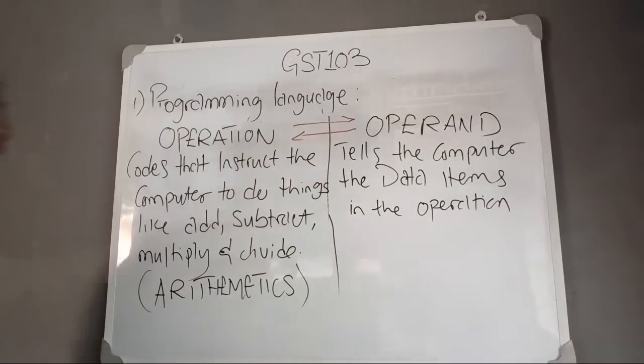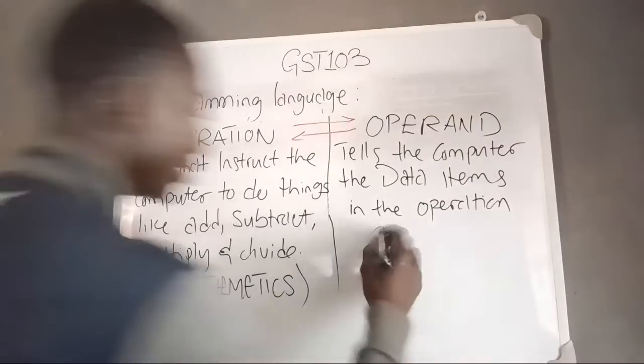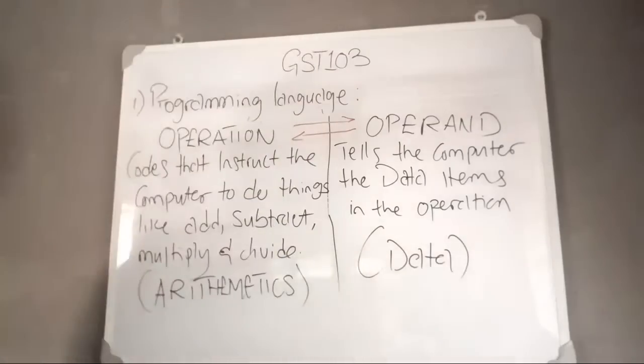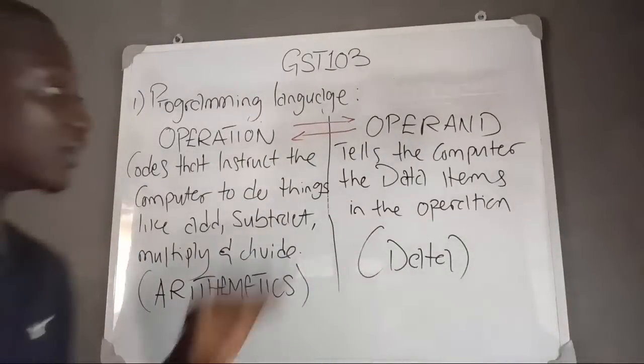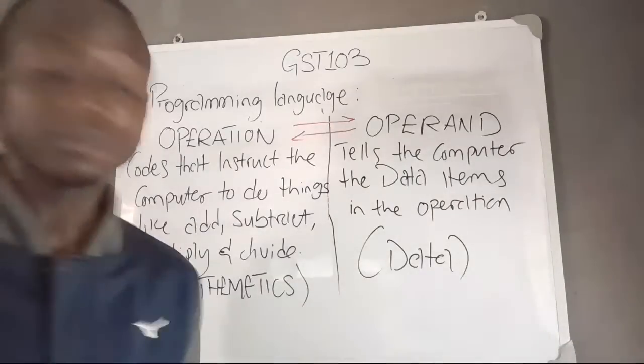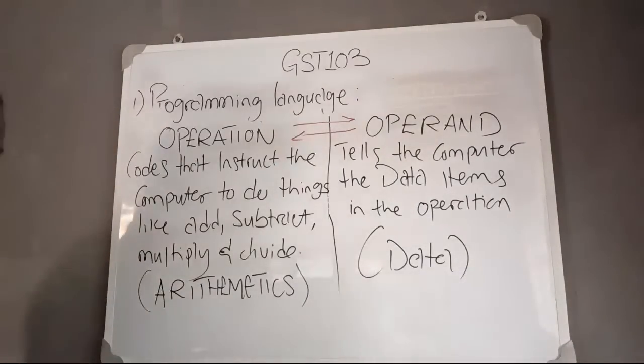So we have that as that. So this is data oriented. Now, operation has to do with arithmetic and what to do, and operand has to do with data. So we have that as that.